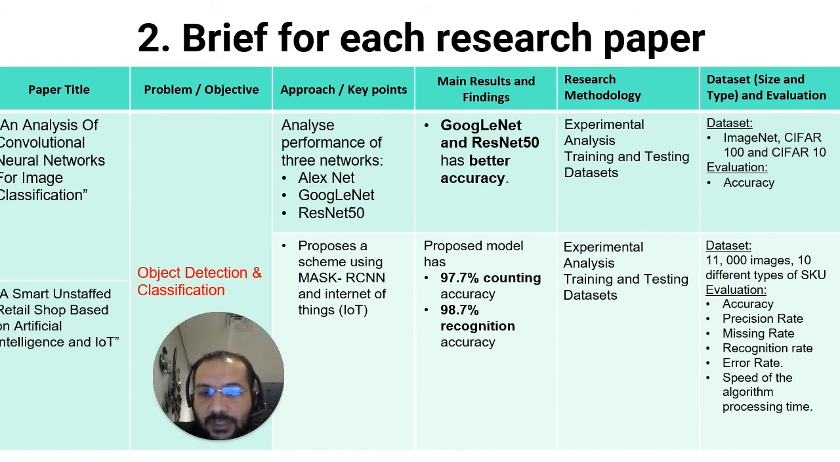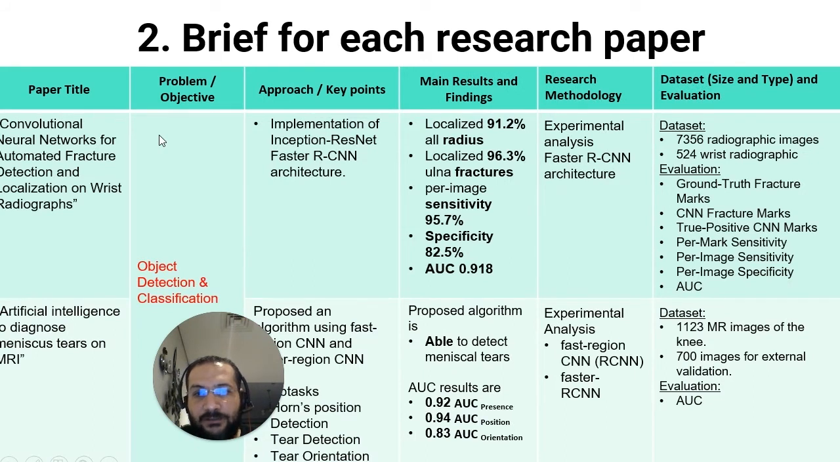The research used the experimental analysis to compare between the training and the testing datasets. The evaluation metric, to be honest, is similar to the first one, which talks about accuracy as the main one, and talks about the precision, missing rate, recognition rate, error rate, speed of the algorithm, and the processing time. As you can see here, the result revealed 97.7% counting accuracy and 98.7% recognition accuracy. So moving on to the next slide.